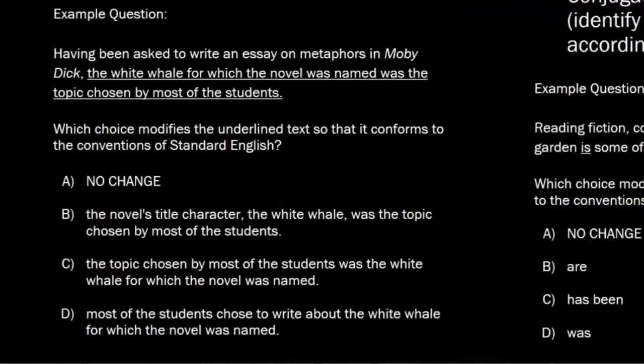Subjects must be next to their modifier. So if we have a subject of a sentence, having been asked to write an essay on metaphors in Moby Dick, the white whale for which the novel is named was a topic chosen by most of the students. Students here is our subject because who's being asked? The students are being asked.